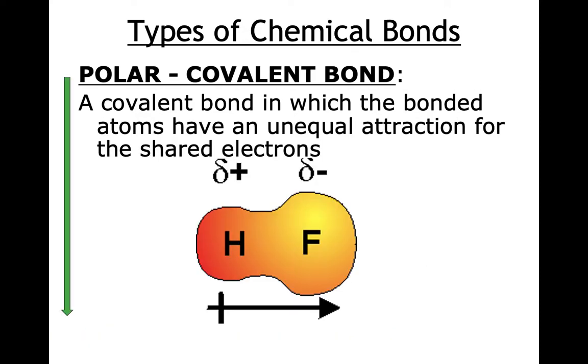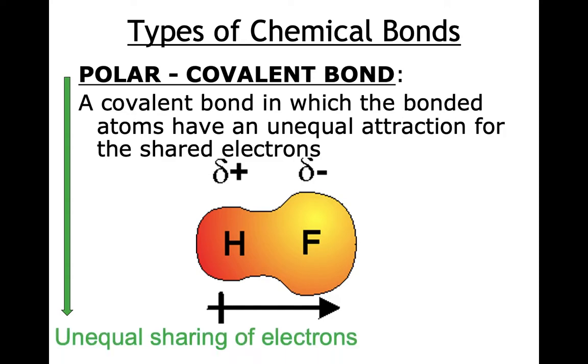Or we can have an unequal sharing. They're sharing still, but fluorine is definitely pulling those electrons more from the hydrogen, and you can see the direction that the arrow is pulling. Those symbols that look like almost a figure 8, those are called partial positives and partial negatives. The partial negative goes to the one that is pulling more. The partial positive goes to the one that is not pulling. This is going to be an unequal sharing of electrons. This is called a polar covalent bond.